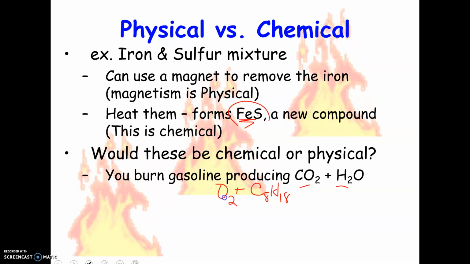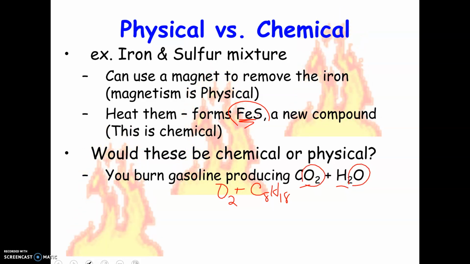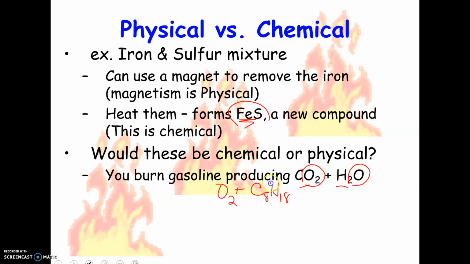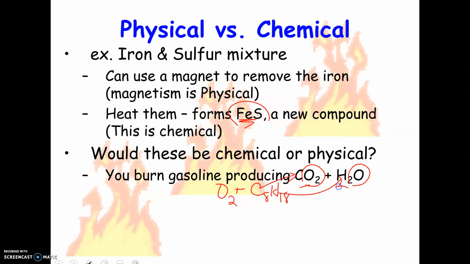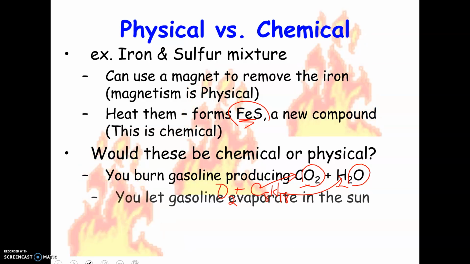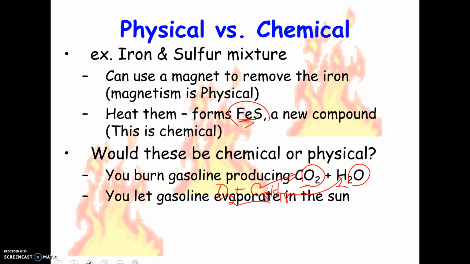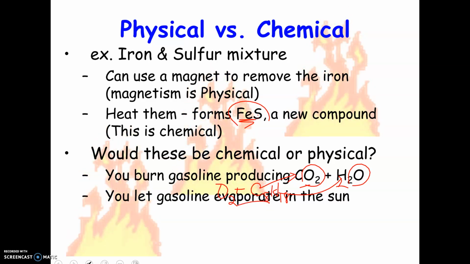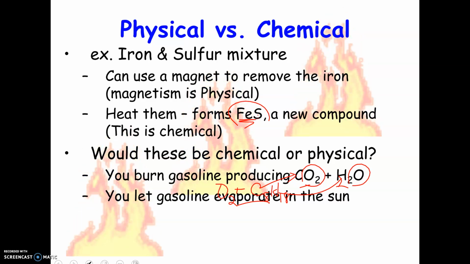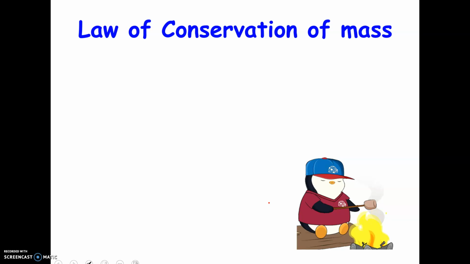So the oxygen still ends up on the other side, but now it's been rearranged into the carbon dioxide and the water. And the carbon is here, and the hydrogen ends up over here. So the different elements get rearranged in a chemical reaction. If I evaporate the gasoline, if you just let gasoline sit outside, it'll evaporate into a vapor, but it's still gasoline. You would still have the same chemical formula just floating around.